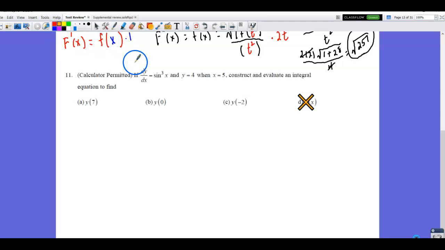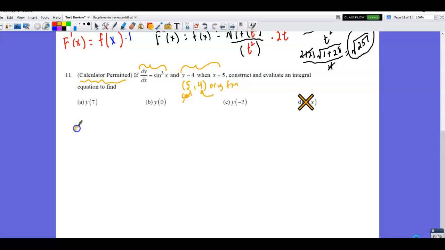Problem number 11. This is a calculator permitted item. They're giving me a differential equation. They're giving me a derivative. And this is y for the original function and x. So this is a given condition of original function. So when x is equal to 5, it's like they're giving me the point on the original function, meaning 4 units of area have already been accumulated, and we start at the x value of 5 to accumulate more area. So this is an initial condition problem.